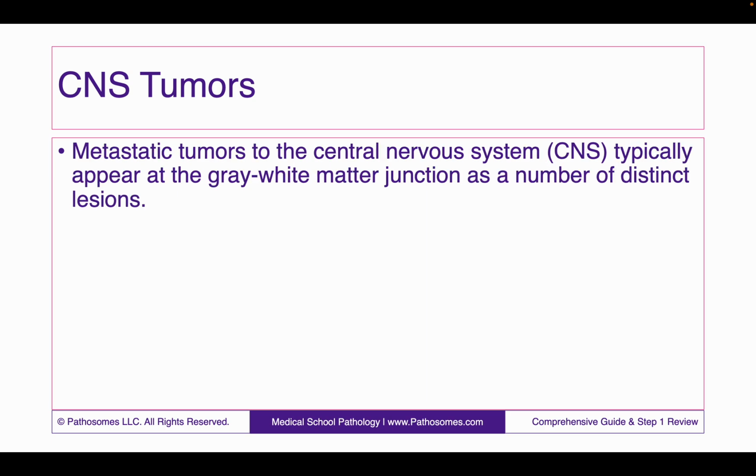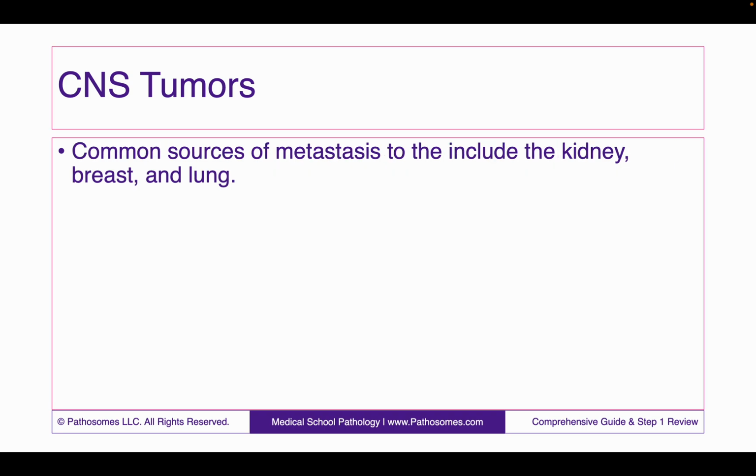Metastatic tumors to the central nervous system typically appear at the gray-white matter junction as a number of distinct lesions. Common sources of metastasis to the central nervous system include cancers from the kidney, breast, and lung.